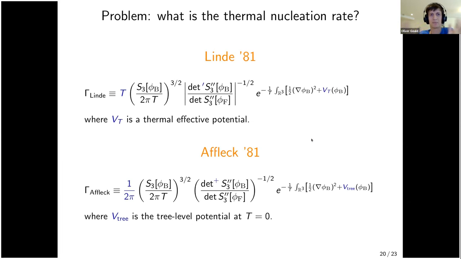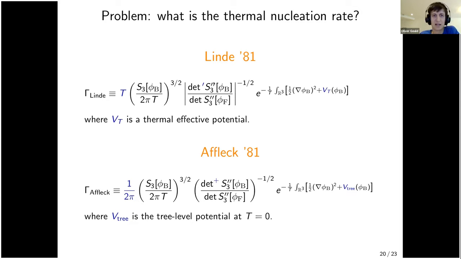Okay, and my final problem, which I want to discuss, is the thermal bubble nucleation rate. The story goes back to 1981, when Linde and Affleck, both in the same year, proposed equations for the bubble nucleation rate at high temperatures. Interestingly, they both proposed different equations, and those differences appear both in the exponent and in the prefactor.